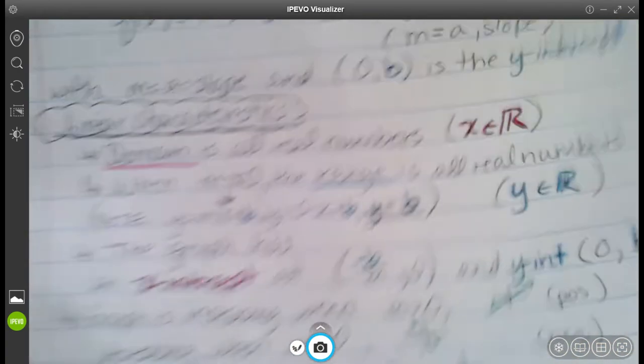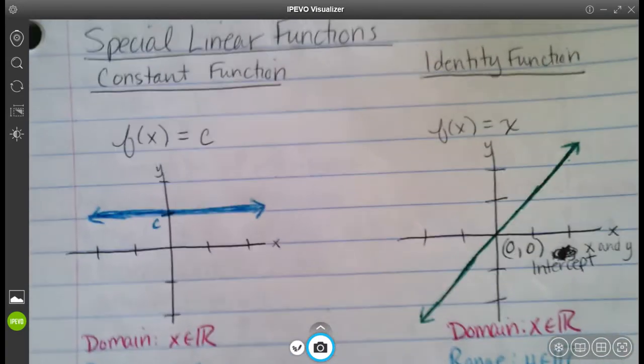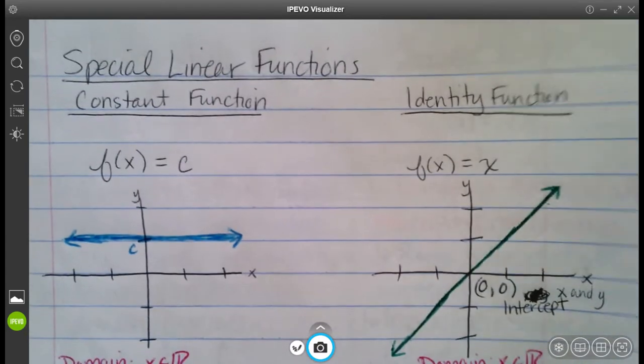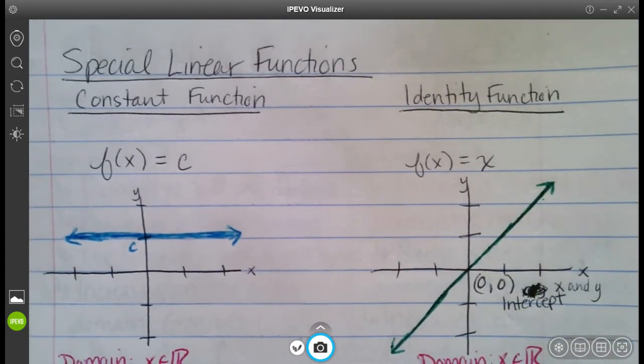That's kind of review. So now we're going to talk about all the different functions that we have to at least be somewhat familiar with. Go ahead and copy these down now. These are special linear functions, and there are 2 of them. Remember, we're talking about the parent functions here. So these are like the parents of all the other lines.